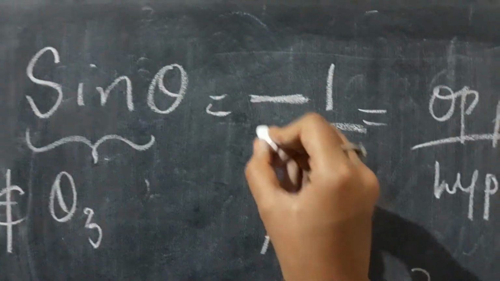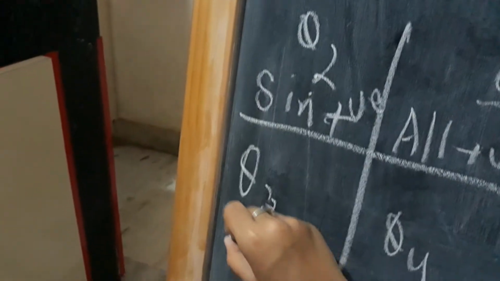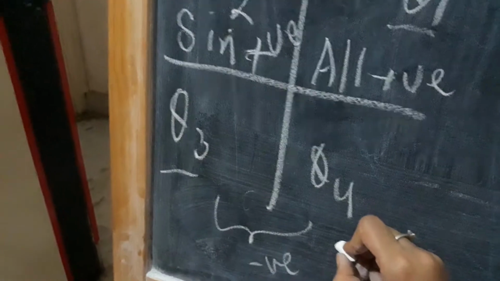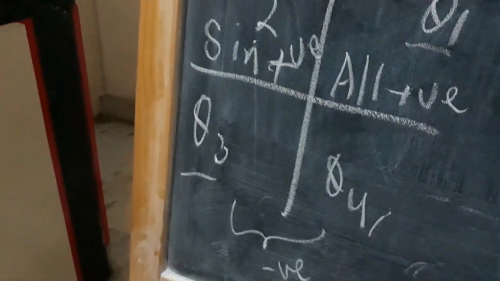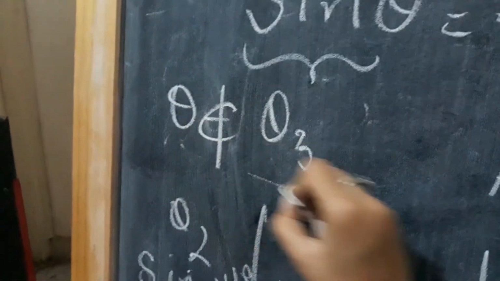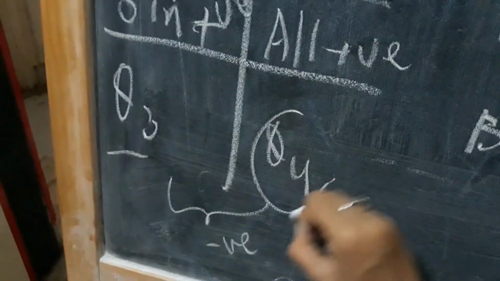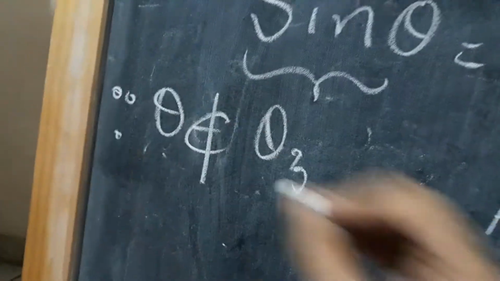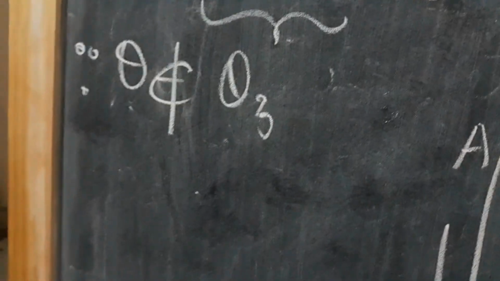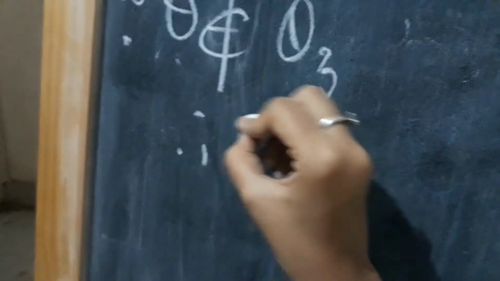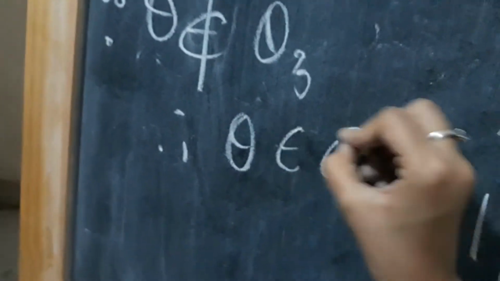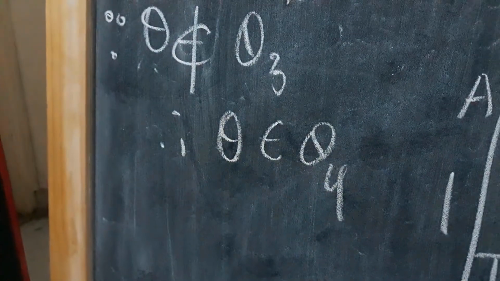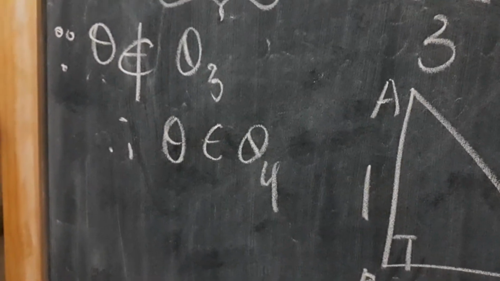But in quadrant 3 and 4 sine is negative. Since sine is negative here, it should be in either quadrant 3 or quadrant 4. But it is mentioned that theta does not belong to quadrant 3, therefore theta belongs to quadrant 4. Is that clear?